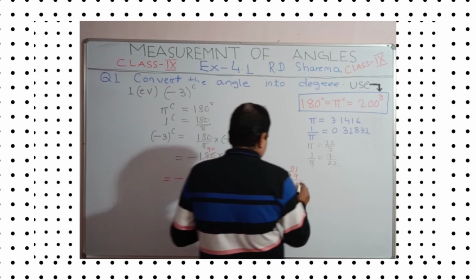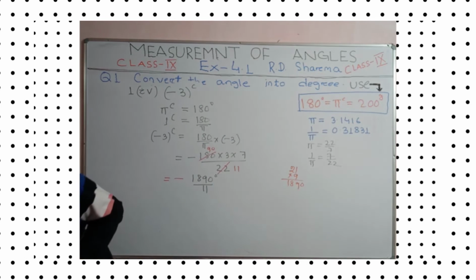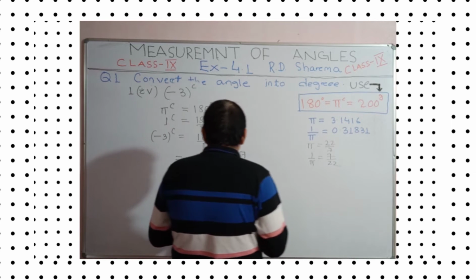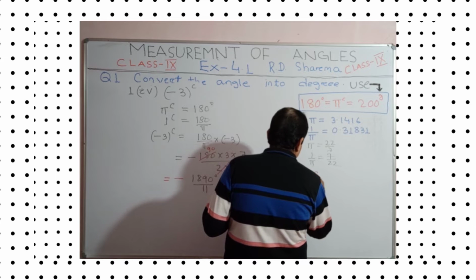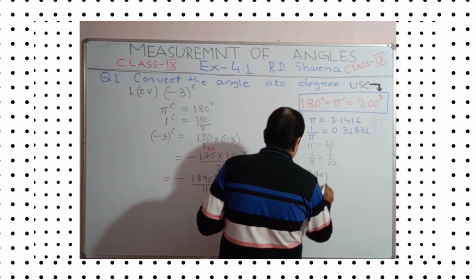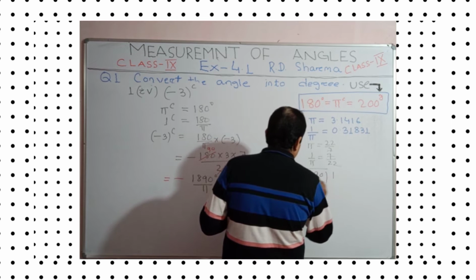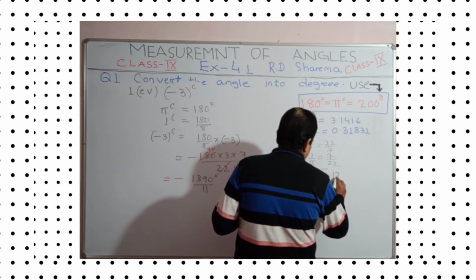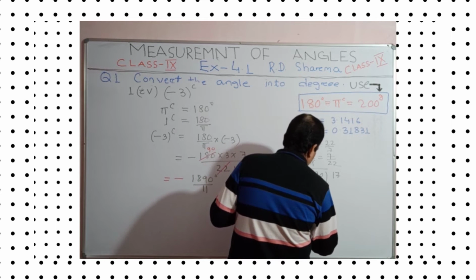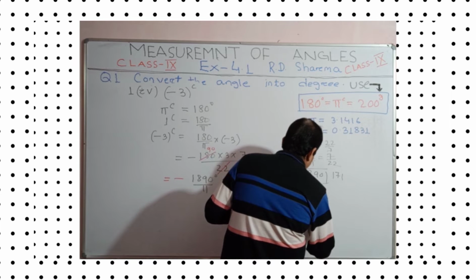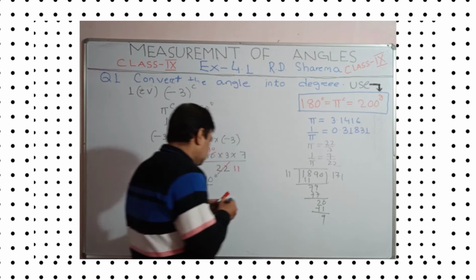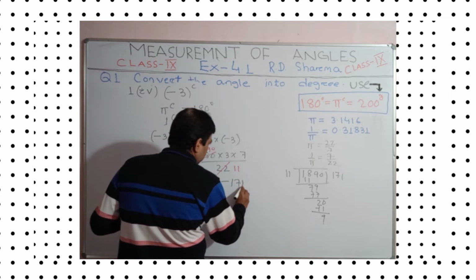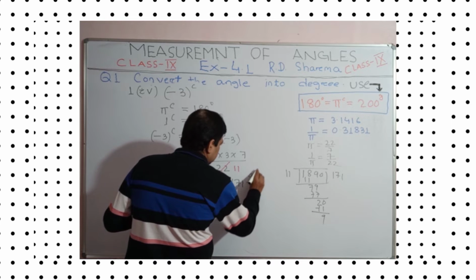Okay, let us divide 1890 by 11. Let us divide. So look at here, 1890 divided by 11, we are dividing. You see now, 11 ones are 11, 18 minus 11 is 7, 79, 11 sevens are 77, here 2 0, again 11 ones are 11, and it will be 9. So it will be minus 171 whole 9 upon 11 degree.